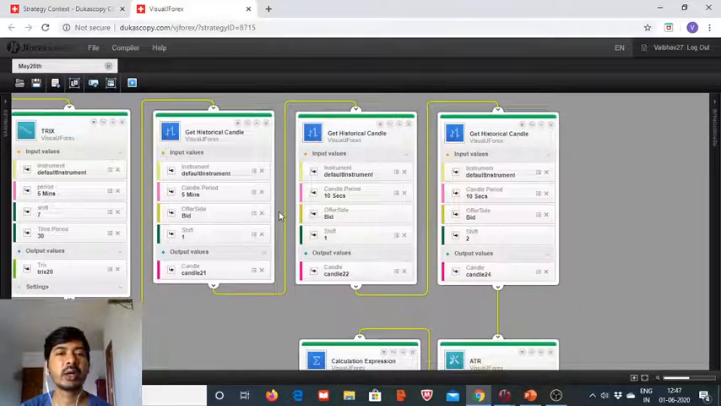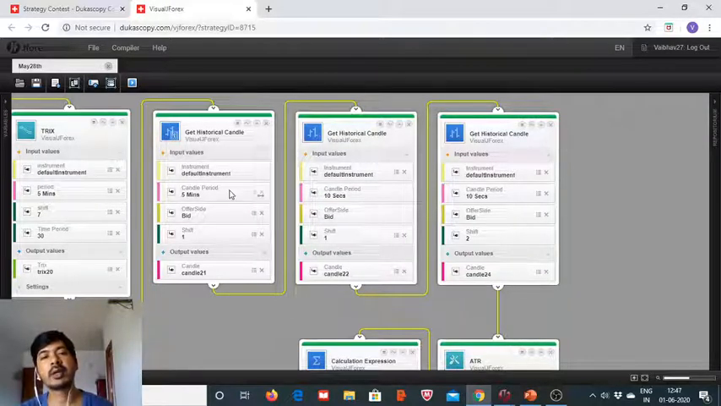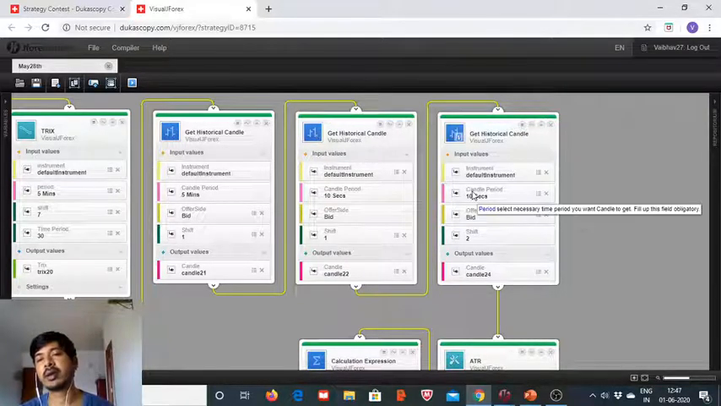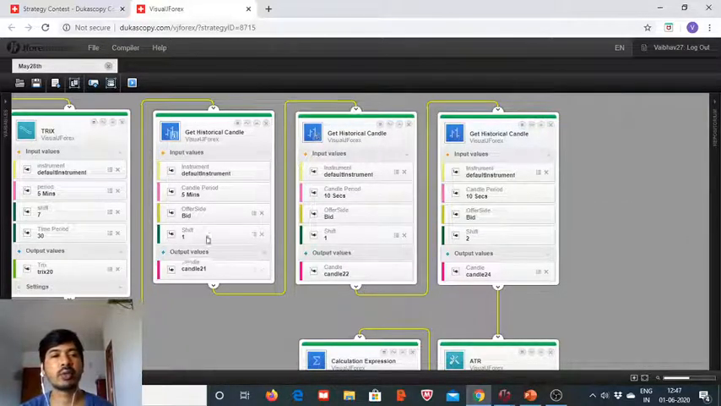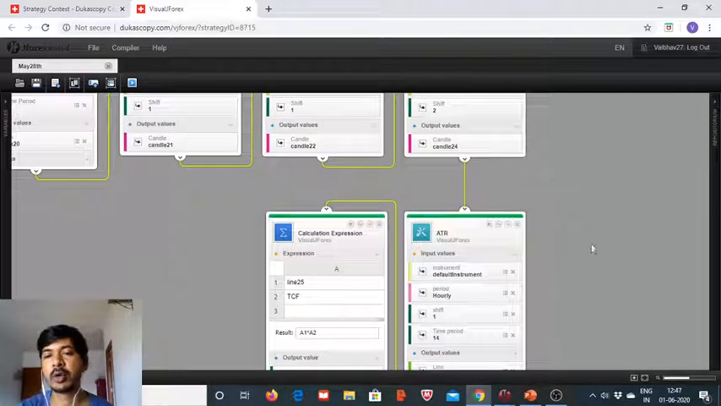We got the historical candles as well. This is actually to pinpoint the precise entry and exit point. So we will be comparing this 10 seconds candle closing levels to the closing level of this 5 minutes candle, and then we will be initiating the market open.